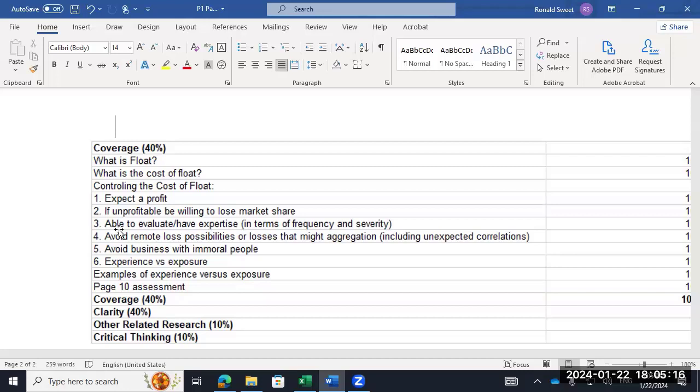And then he also talked about avoiding remote loss possibilities. And here, what he's talking about is multiple losses all getting together because of some unintended correlation. Things that you thought were unrelated suddenly become related. When do things that aren't usually related suddenly become related? In the extreme, in the tail. That's when things just kind of unravel.